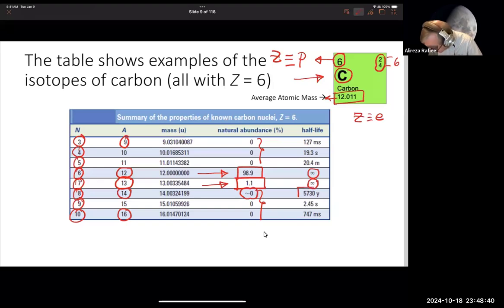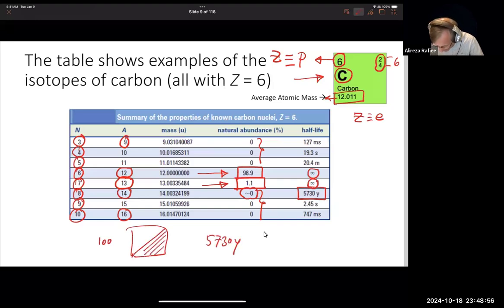Now, carbon-14, as you can see here, there is very little of it around, and it has a half-life of 5,730 years. That means if you have some number of carbons, let's say 100 particles, after 5,730 years half of them have decayed to a stable element, and half remain carbon-14, which is radioactive. We'll come back to this one later.